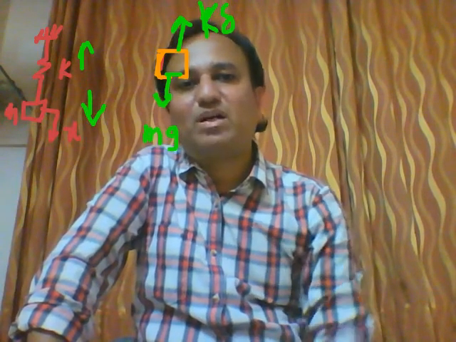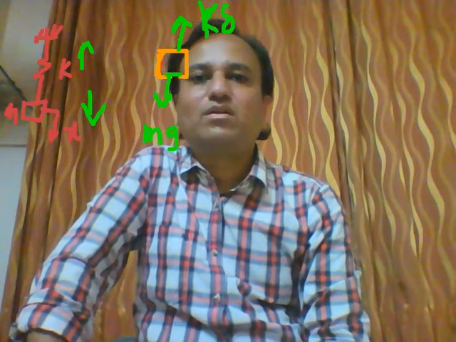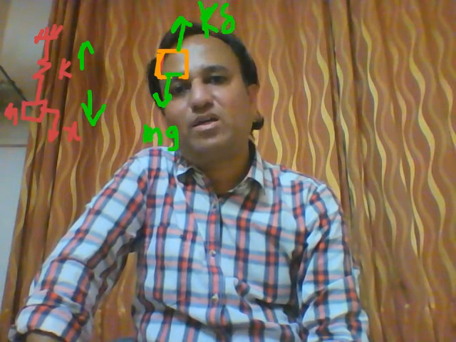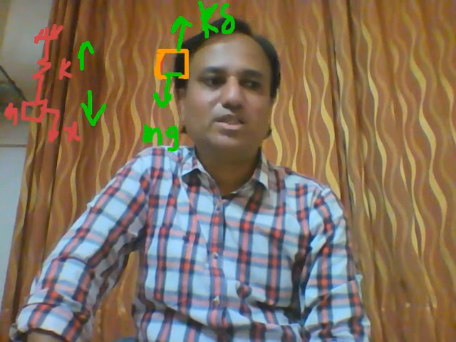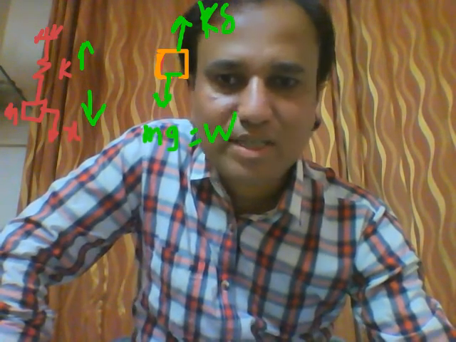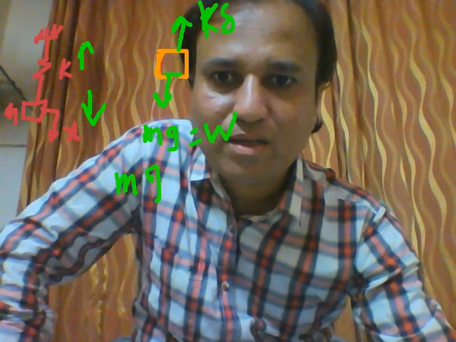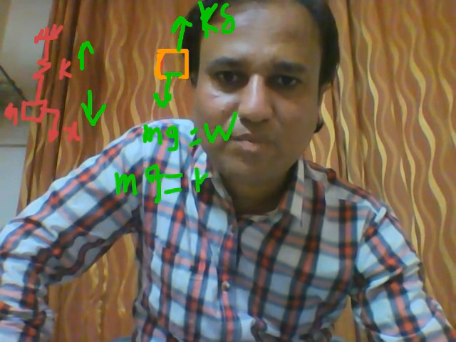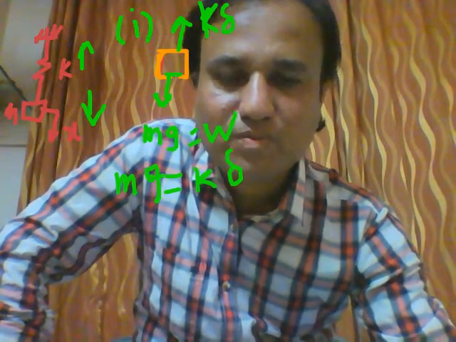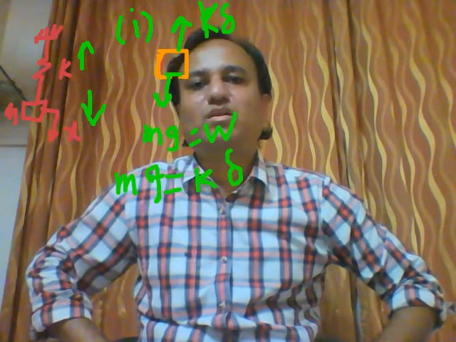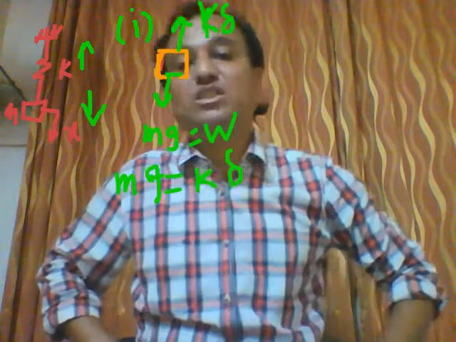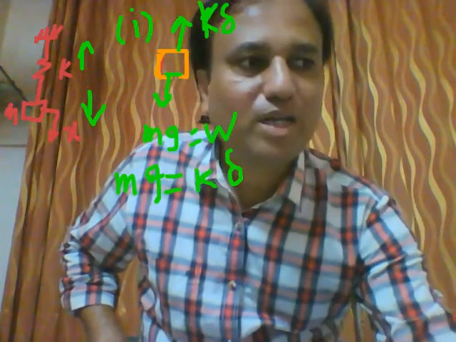So by applying sigma Fy, you can say that mg is equal to k delta, or mg minus k delta is equal to 0. That is, mg is equal to k delta. Let w be the weight, then I will say that mg is equal to k delta. So this is the first condition. I have drawn the FBD when mass is not moving. Now second, when mass is moving.